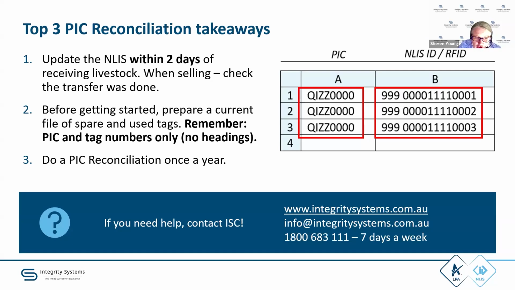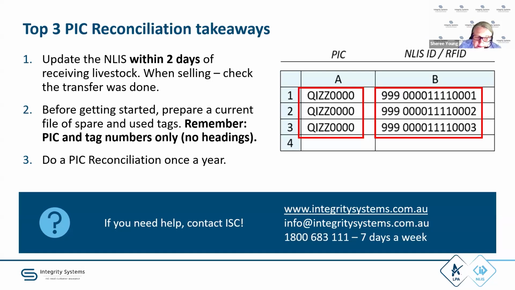Number 2 for our top takeaways is, and George touched on this in his demonstration, before you get started with the PIC reconciliation, you need to prepare a current file of your spare and used tags. He went through how to do that in the demo, and it is all there recorded for you. In your file, you just want your PIC number and your tag numbers in the next column, no headings or anything like that. And that's what you need to get started.